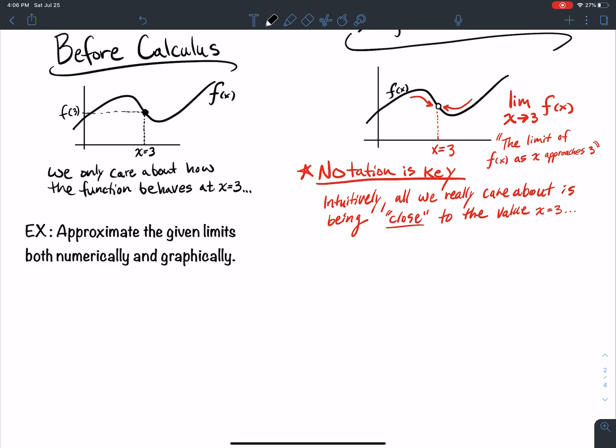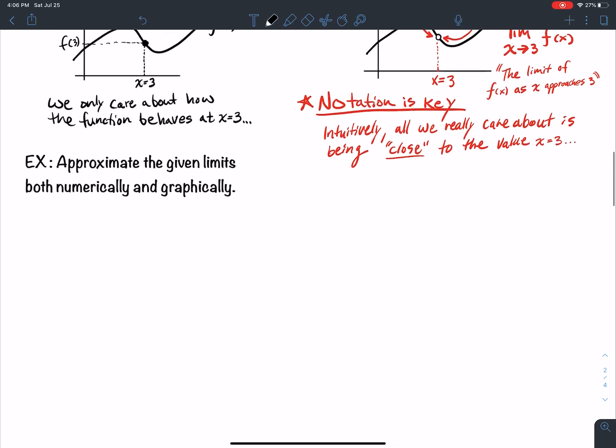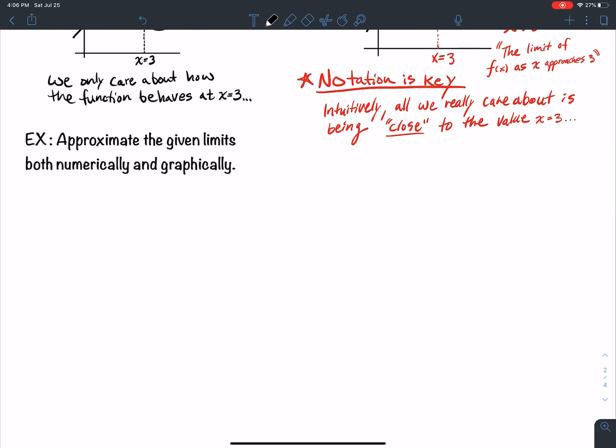Okay, now let's do an example here. We're going to do 3 examples. So we want to approximate the given limits both numerically and graphically. So if you're asked to approximate limits numerically or graphically, this is what I'm wanting, all right? So the first problem is we're taking the limit of the function x plus 2, okay? x plus 2 is just a line with slope 1, and it's raised up 2 units from the origin, all right? And we want to know what's the limit of x plus 2 as x approaches 1, all right?